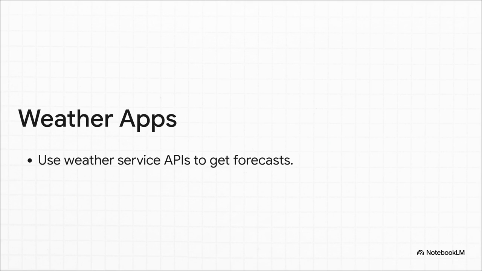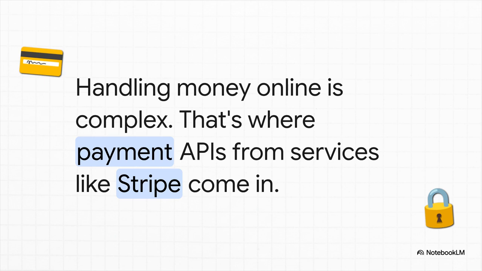It makes a request to a big weather service, basically asking, hey, what's the forecast for Dubai today? And the API brings back a nice, clean answer that the app can show you. Okay, here's another one that is absolutely essential to pretty much all of modern life.